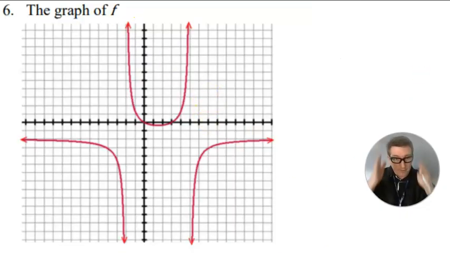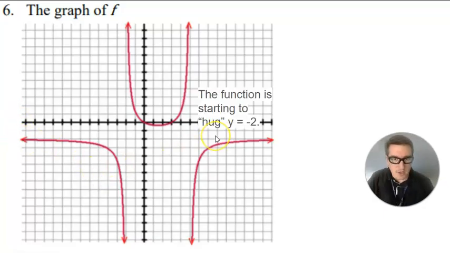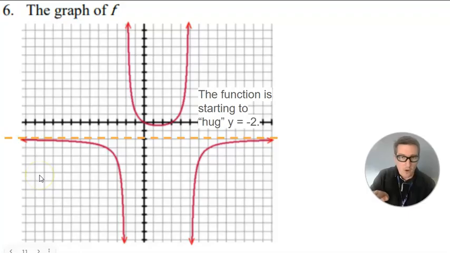Now you're probably good at identifying the vertical asymptotes. There's also a horizontal asymptote, and you can see that this function right here is starting to hug y equals -2, meaning I can draw a dotted line at y equals -2, and I see my function is hugging that line. So that tells me about the end behavior. The arrow is not pointing up or down or at an angle. The arrow is getting flatter and flatter on that line.